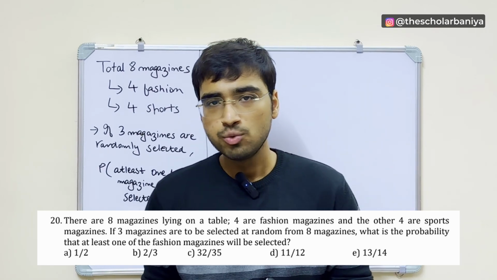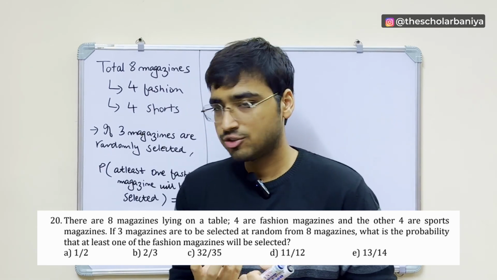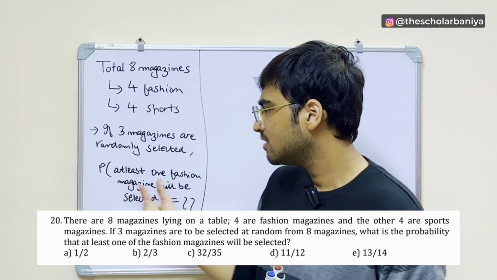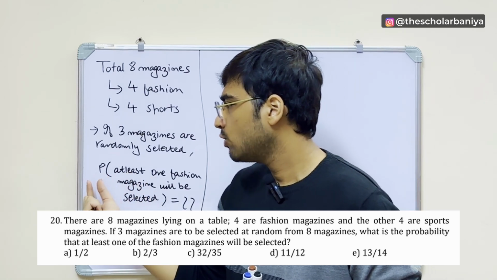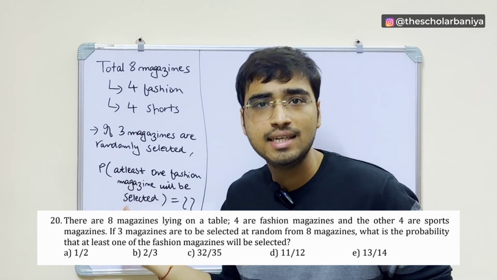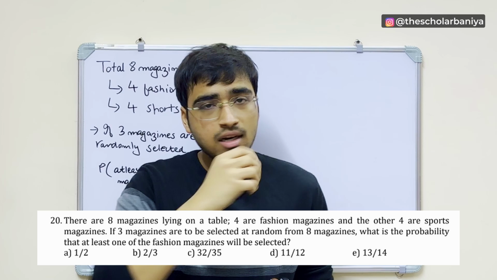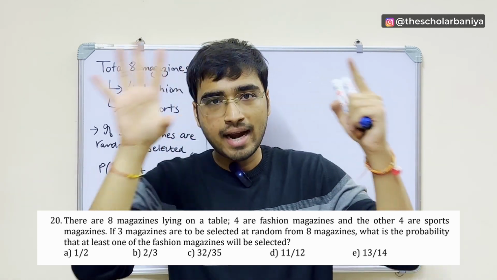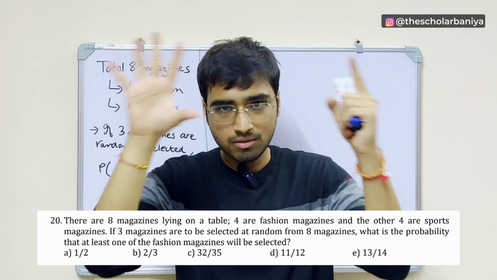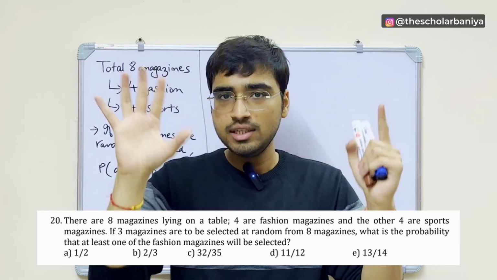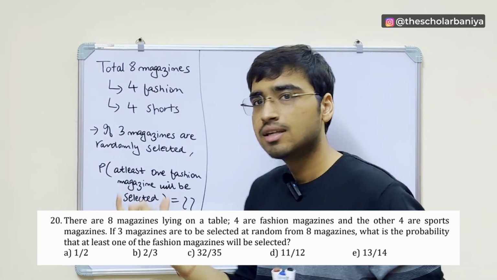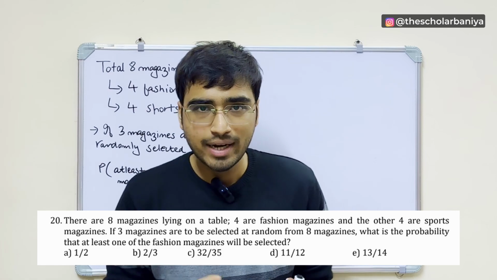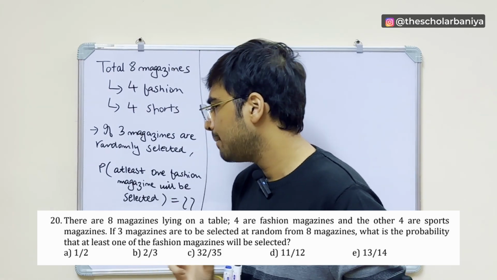So I think I've told you before also in some questions that whenever you have to calculate the probability of at least, then what we do is that we take the opposite case of it, right? And then we subtract it from the entire set, or all the possible cases, with the condition that is given. Now let me explain what I mean by that.